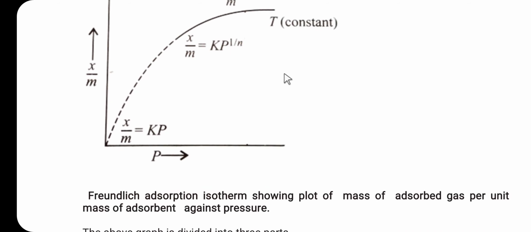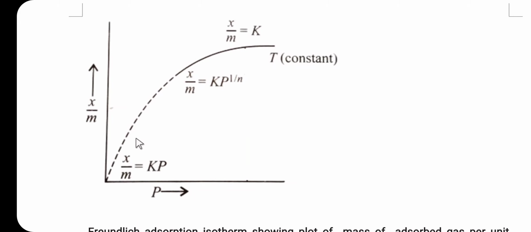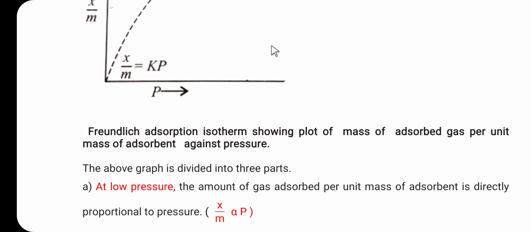Then let us consider the Freundlich adsorption isotherm showing the plot of mass of adsorbed gas per unit mass of the adsorbent against the pressure. So here the graph of x by m versus p is divided into three parts. We are going to consider the graph at low pressure, moderate pressure and at high pressure.